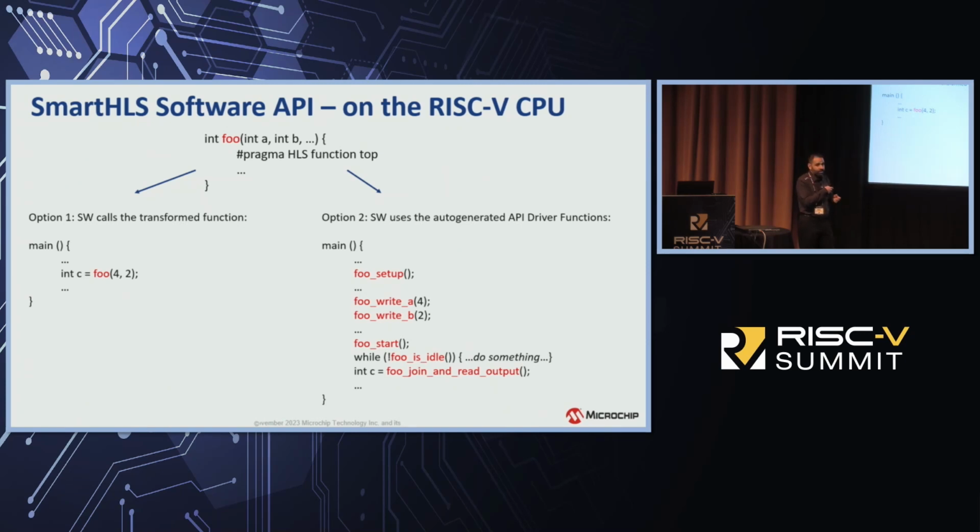Then from the processor perspective, you have two options. You can just call the function as is. The compiler will instrument this function and call the accelerator on your behalf. But if you want to have more control, you can use the auto-generated API driver for you. And then you can just set up the function, write the arguments to it, start the accelerator, and while it's busy, you can do something else, or you can just wait for it to complete. So this is in a nutshell what the abstraction looks like.